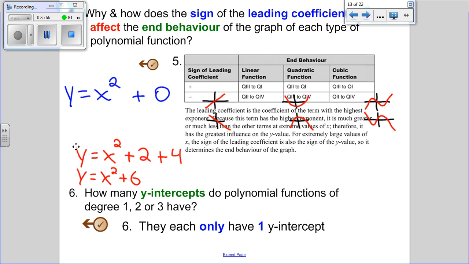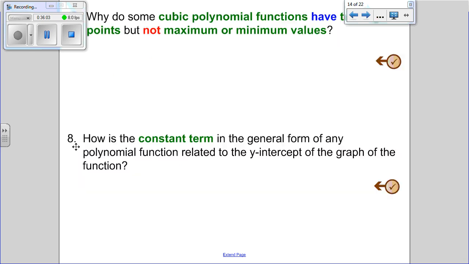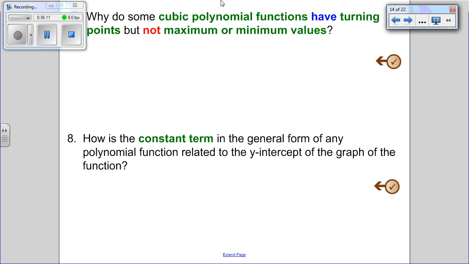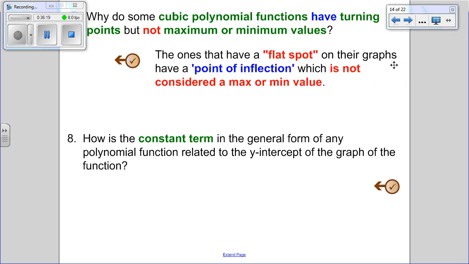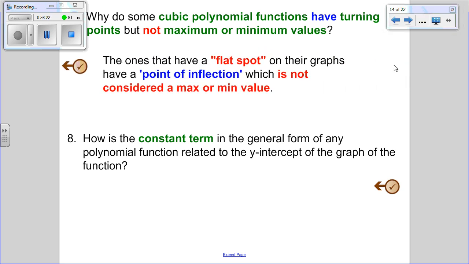Why do some cubic polynomial functions have turning points but not maximum or minimum values? And we've talked about this as well. We haven't seen a graph yet of this, but we're going to. When you do quadratics or cubics, sometimes you're going to get graphs that look like this. They're going to go up, and then they're going to wiggle a little bit like that. And they're not actually going to have a full maximum or minimum. They're going to have something called a flat point.